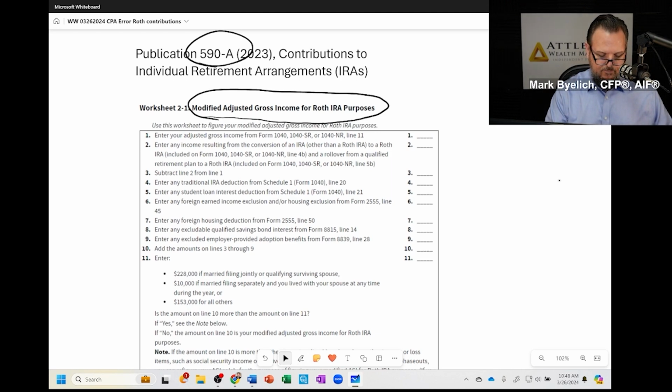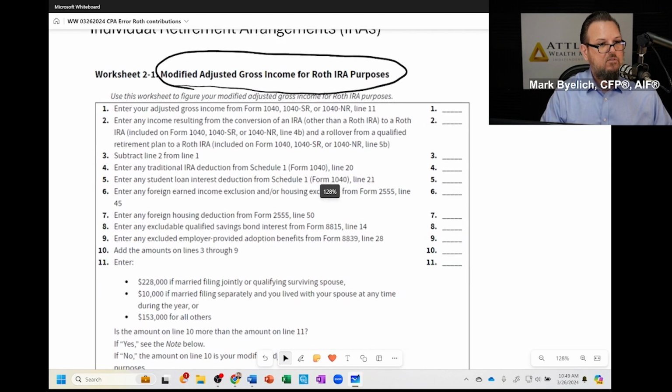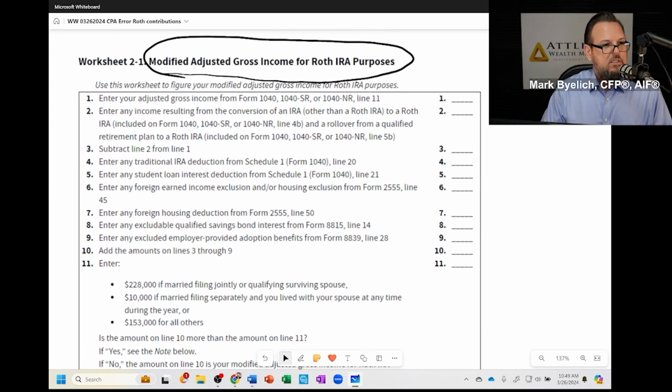So you'll see that you add in section 1 here. Let me make this a little larger for us. Add first your adjusted gross income from your 1040. Enter any income resulting from the conversion of an IRA, other than a Roth IRA, to a Roth IRA, and a rollover from a qualified retirement plan. So you put in your adjusted gross income, and then you put in your conversion amount. Now, line number 3 is really important. Subtract line 2 from line 1. It gets removed out of it.